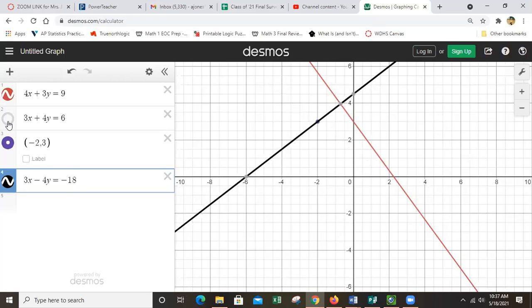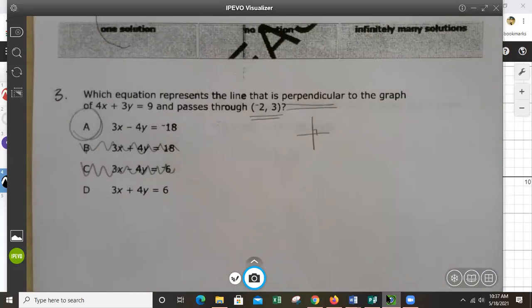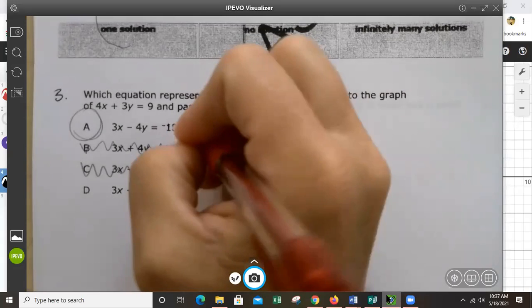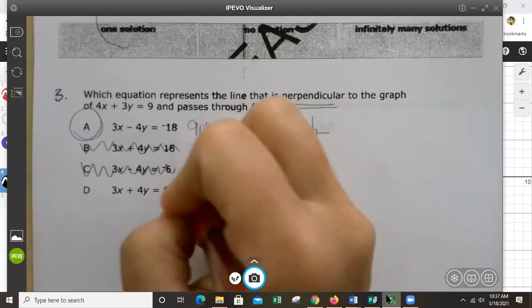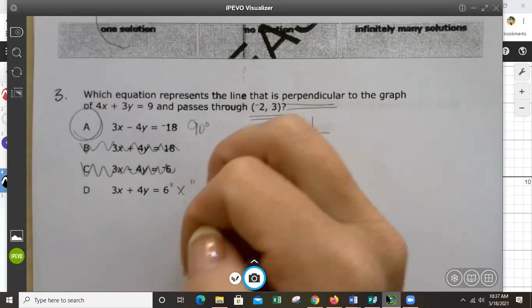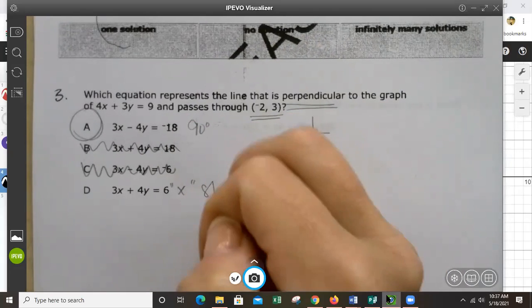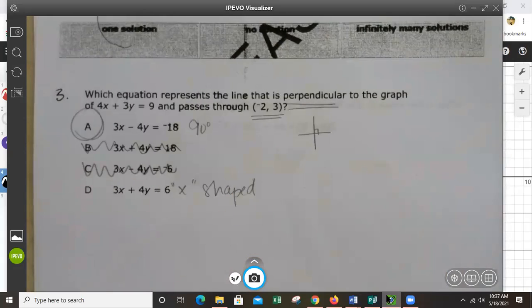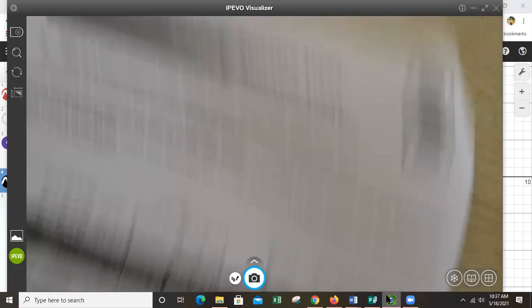How many have we not had to do work on? A lot, right? Okay, remember that when you take your final exam. If you have Desmos, use it. Use it. Don't be lazy. It's just plugging it in. So your final answer for number 3 should be A. Okay. So this one was 90 degrees, where this one was X-shaped. Any questions? All right.